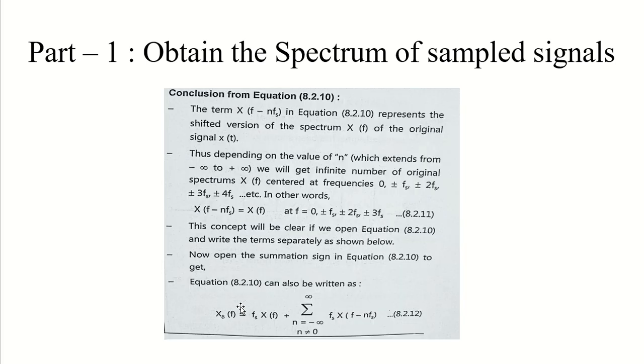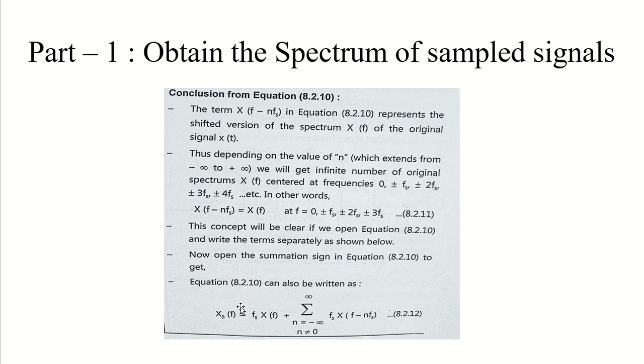Now coming to the conclusion of the equation we just derived, the term x of f minus n fs in the previous equation is basically a shifted version of the spectrum x of f of the original signal x of t, and that depends on the value of n, which extends from minus infinity to infinity. And if it is indeed going from minus infinity to infinity, then we will get an infinite number of original spectra x of f centered on different frequencies, like 0, plus fs, minus fs, plus 2 fs, minus 2 fs and so on.